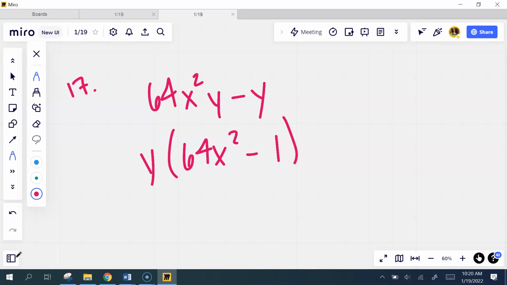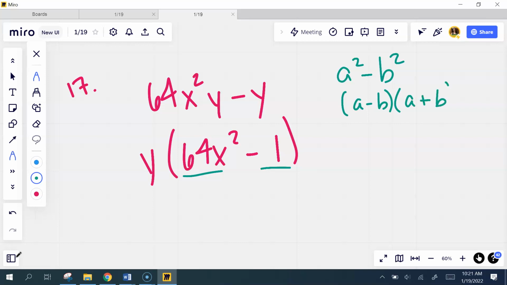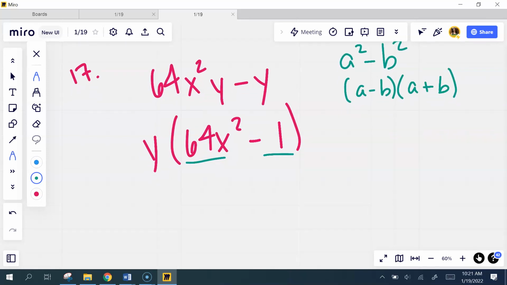And now look at the parentheses. What do you notice? I hope you noticed something. They're both perfect squares, so I can take the square root. Because there's a subtraction sign in the middle, and they're both perfect squares, I can do that difference of two squares we talked about yesterday. So remember, if I have a squared minus b squared, then I can factor that as a minus b, a plus b.